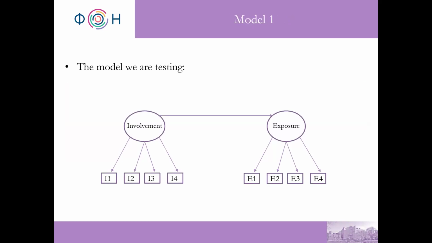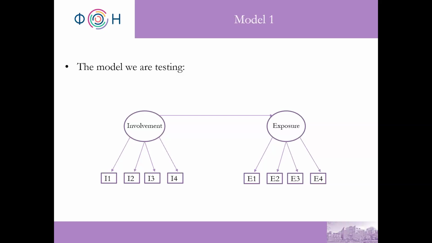So the model which we will be creating is the model where we want to see how involvement impacts exposure. Involvement will be made from variables E1 to E4, exposure with variables E1 to E4, and we are observing the relationship between the two latent variables. So it's a pretty simple model, but it will work for us.